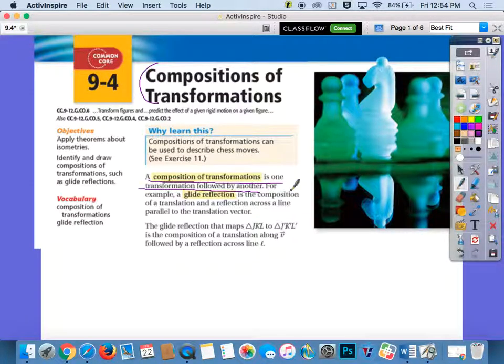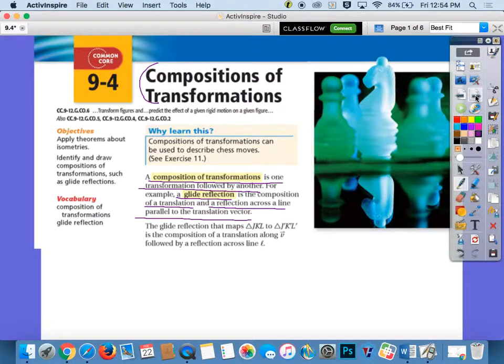Okay, so for example, a glide reflection would be a composition of transformations. Think about a glide, a slide, a translation, followed by a reflection. Okay, that reflection is going to be across a line parallel to the translation vector. I'll show you in a second what a diagram of that looks like. But the main thing you guys need to know is that it's one transformation followed by another.